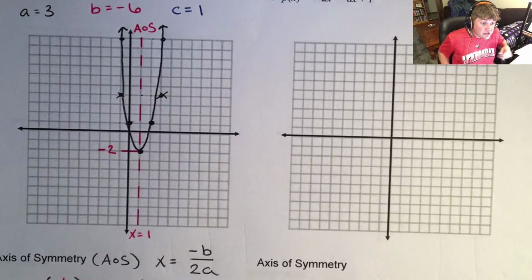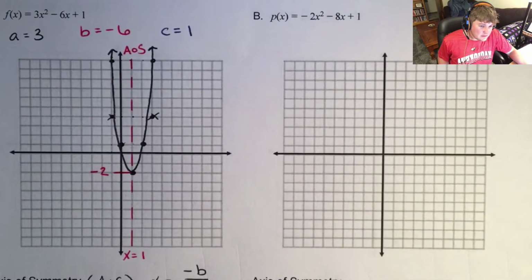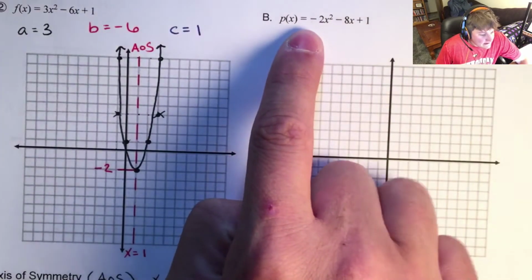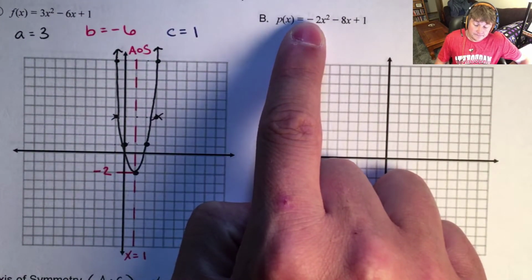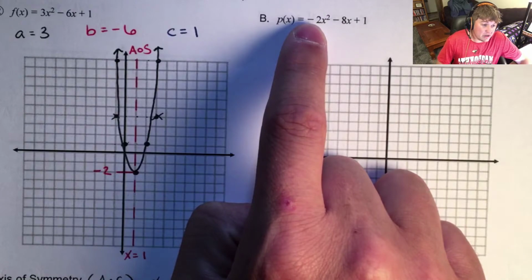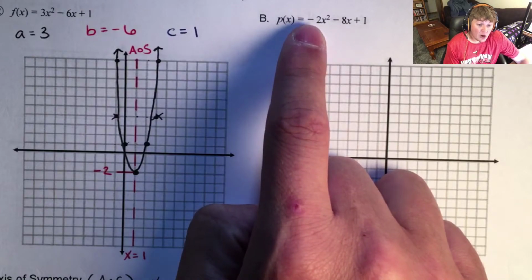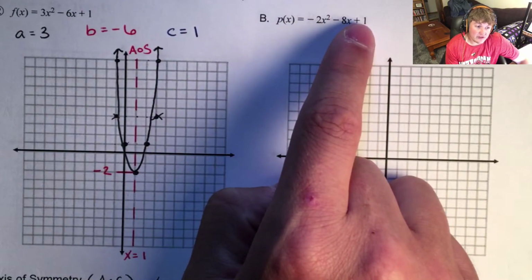Okay, so before we begin, let's just look at b. B is p of x is equal to -2x squared minus 8x plus 1. So thinking ahead, I already know some basic properties. I know that it's going to open down, and it's going to be narrower than the standard parent function, which is y equals x squared. I also know it's going to go through the y-axis at +1. So think about those things.